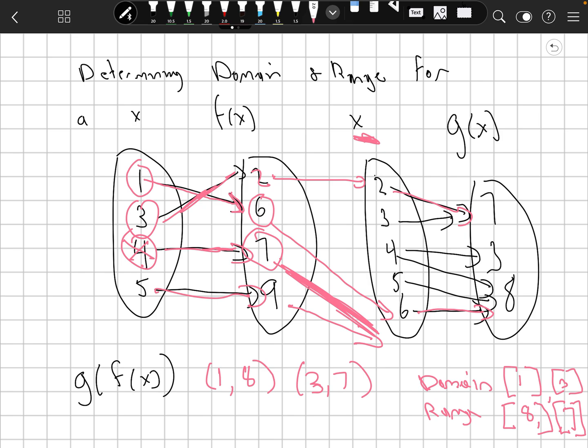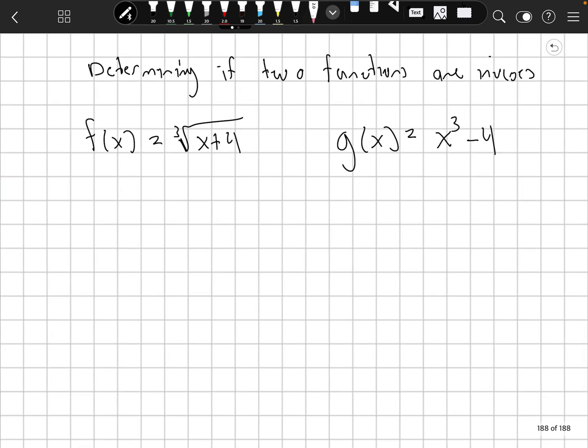Something like that. So hopefully that helps you understand how domain and range works. You can just see if your inputs follow all the way through and give you an output. If they don't, then you have to eliminate them. All right, one last thing. Earlier we learned a little bit about inverse functions, and one way to tell if two functions are inverses is if you use composition of functions both ways and you get an answer of x, it means they undo each other perfectly and they're inverses. So let's try this one.